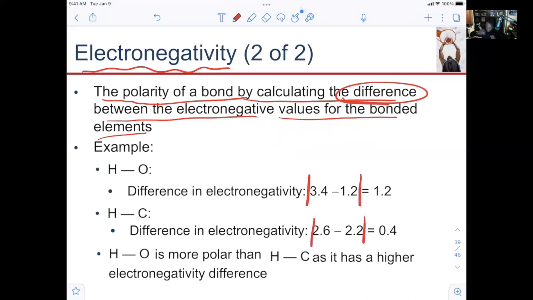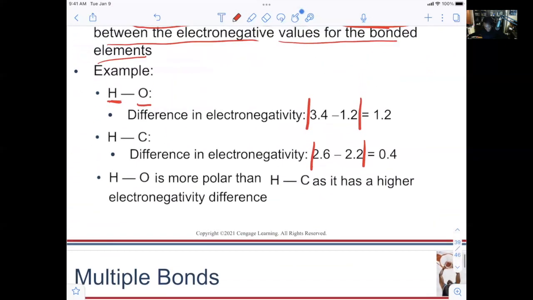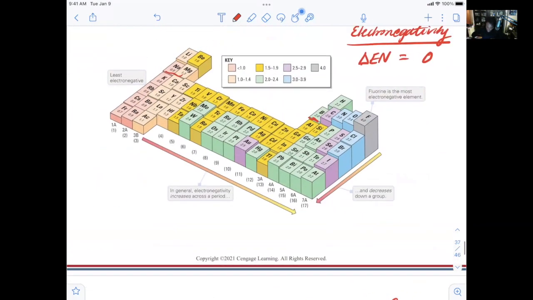The absolute value. Okay, so we're going to be looking at H and O, H and C. Let me add one here, H and F. Is that all they gave you? H and O, H and C? And then let's say H and H. So I'm going to add a couple more right here: H and O, H and C, H and F, H and H.